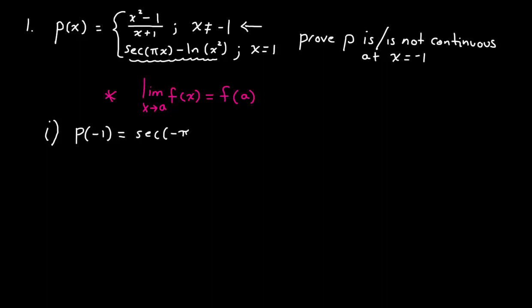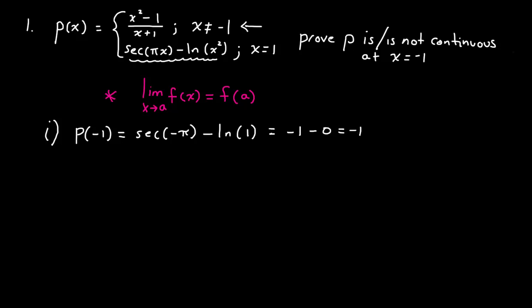So that's just going to be secant of -pi minus the natural log of -1 squared, which is 1. I'm going to evaluate this. Okay, so we have the secant of -pi. If I think of what is the cosine of -pi, I know that is -1, and 1 over -1 is also -1, minus the natural log of 1, which is 0. So I have evaluated this to be -1.